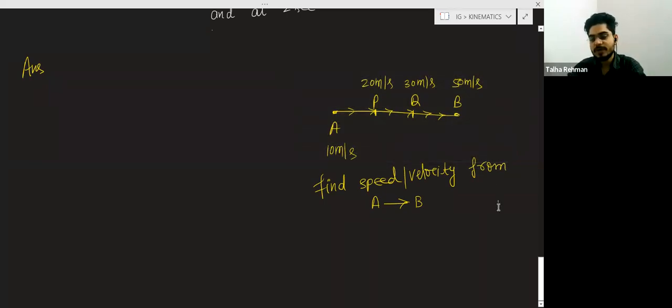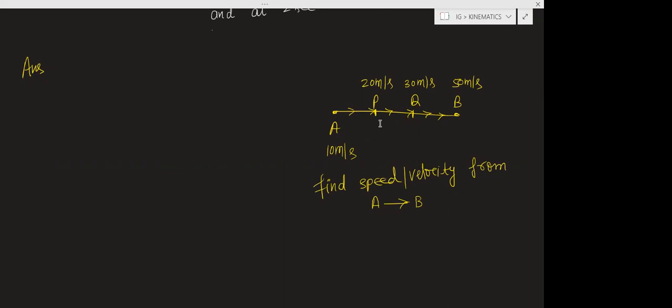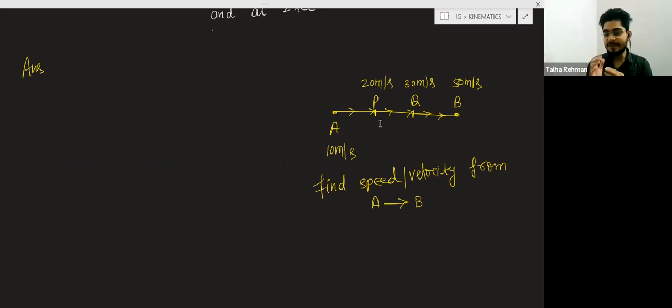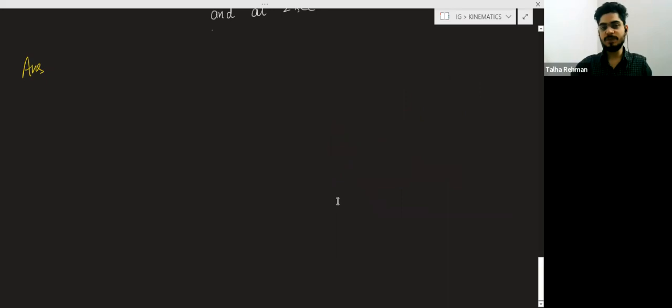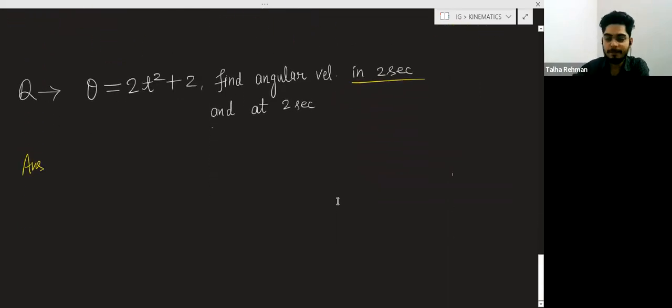If I am asking what is your speed or velocity at P, then what will be your answer? 20. Very good. If someone is asking the velocity at a particular instant, then that speed will be instantaneous speed. And if a person is asking the speed for a definite time interval, you will tell the average speed. So here this concept will be applied.